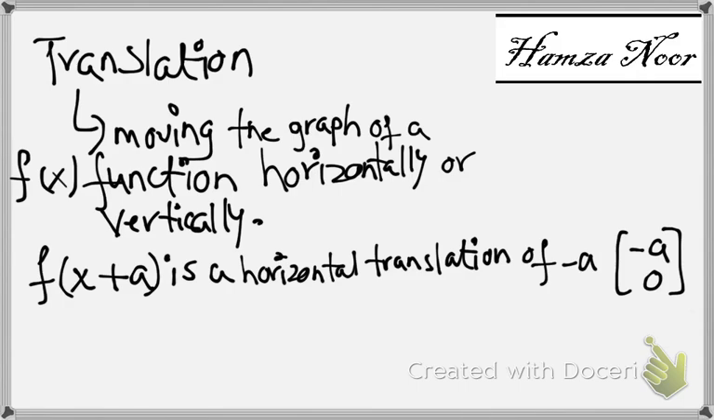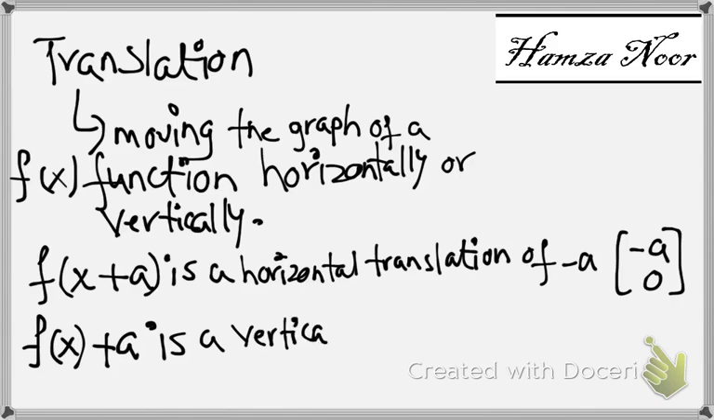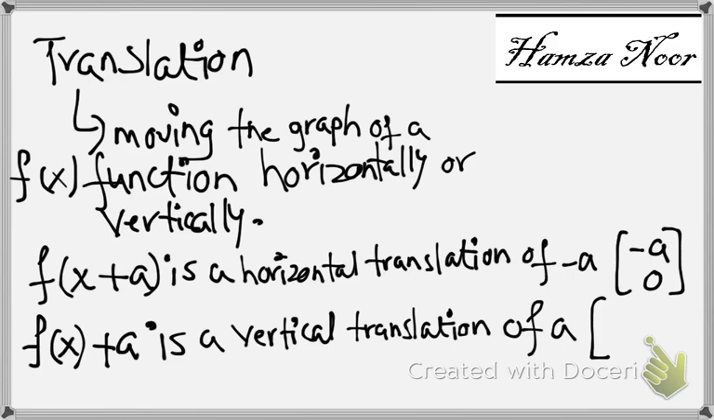And the second translation is a vertical translation. This is like this: f(x), and a constant is added after a function. f(x) + a is a vertical translation of a. So all you need to do is shift the y coordinates vertically by a. So the translation vector will be, since it is a vertical translation, only the y coordinates change and the x coordinates will remain the same. So (0, a). Alright.